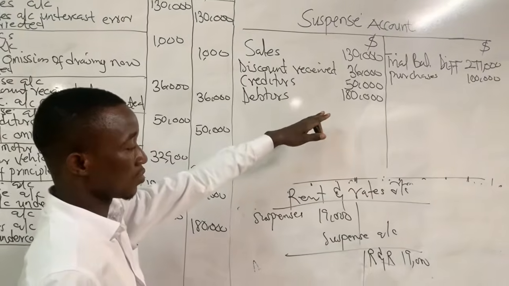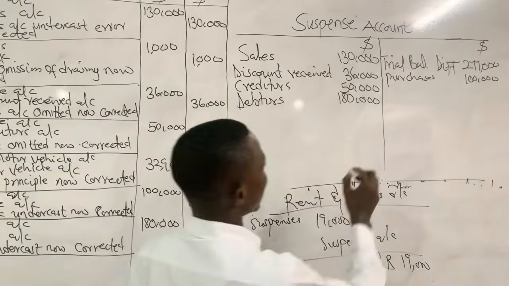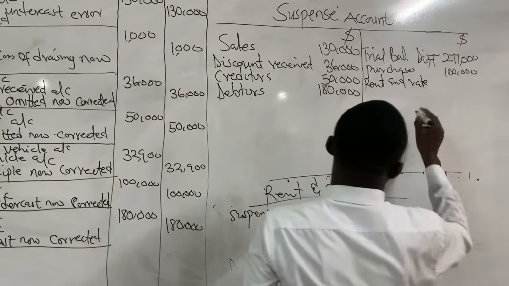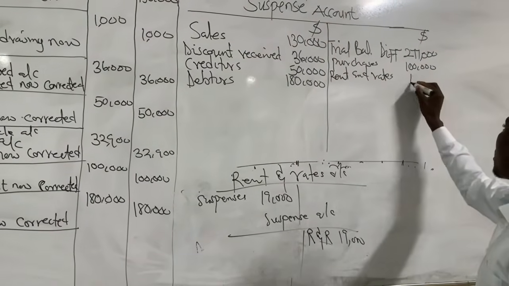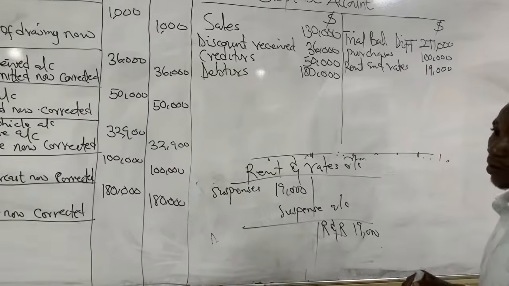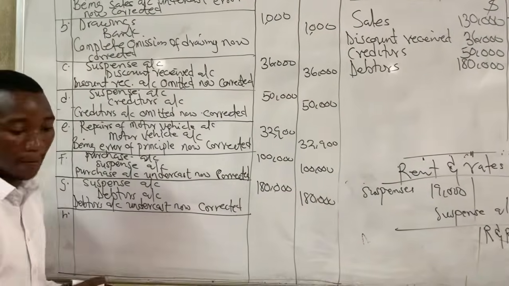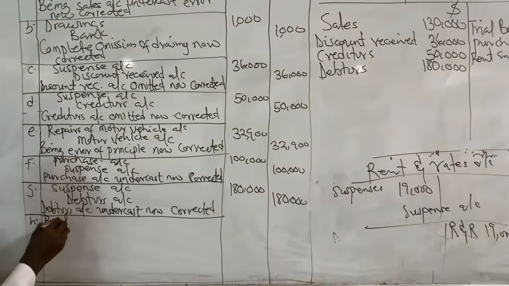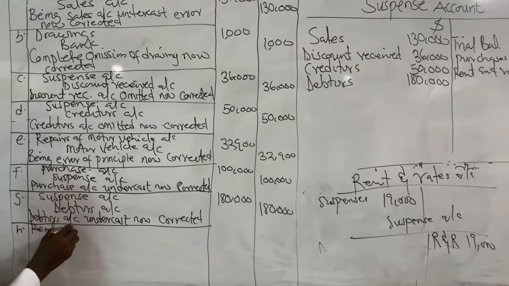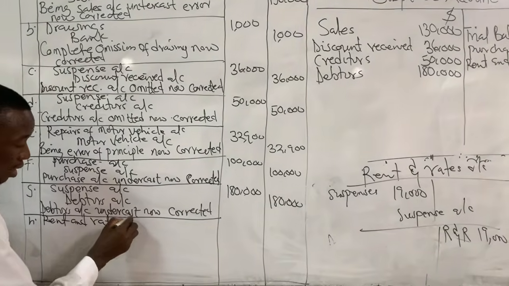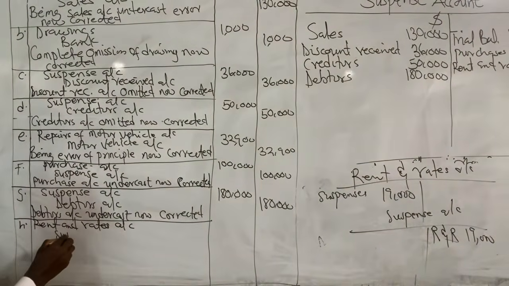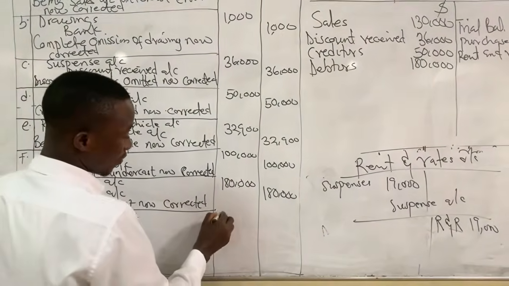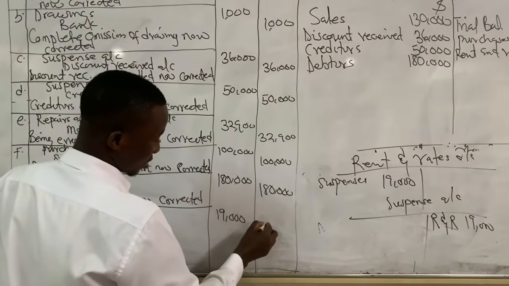We pass it to the suspense account, and it is at the credit side of suspense. So rent and rates, the amount is $19,000. Come and pass it through the journal. By passing it through the journal, rent and rates has a debit entry, so we record it first. Rent and rates account. After that, suspense account. All right, and the amount involved is $19,000.